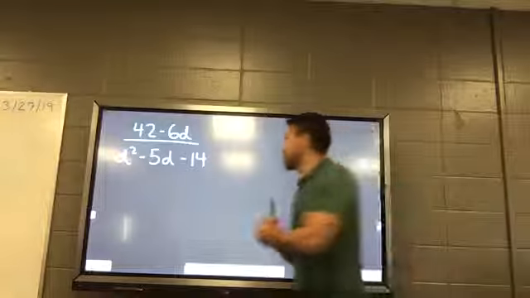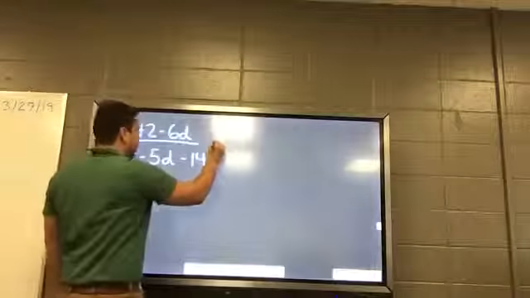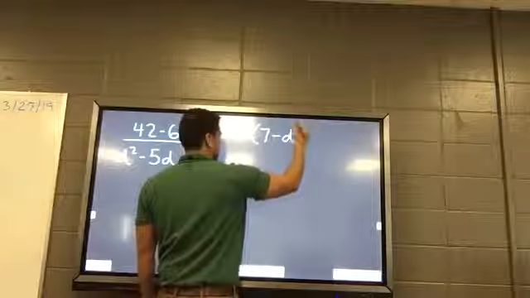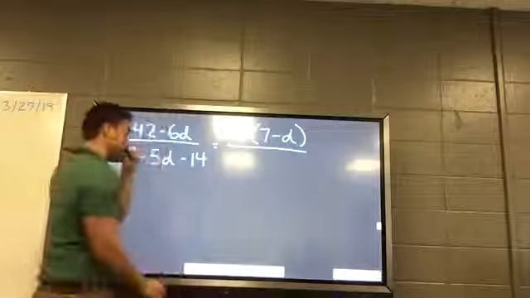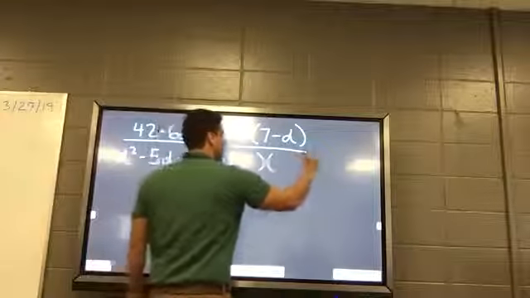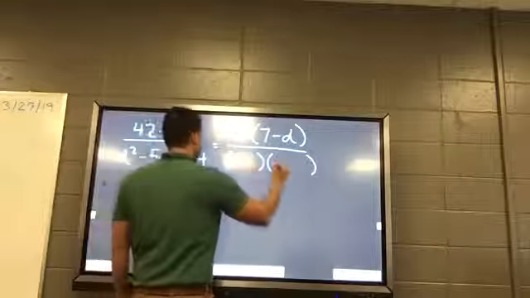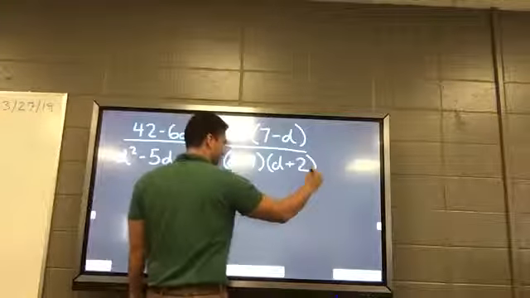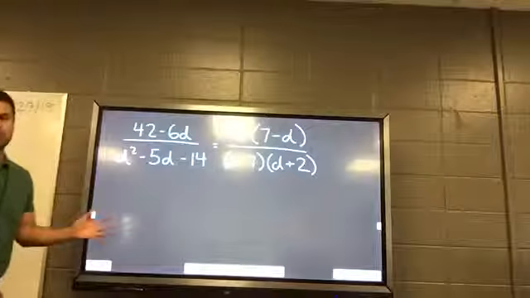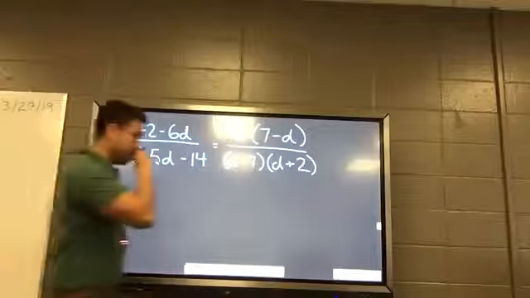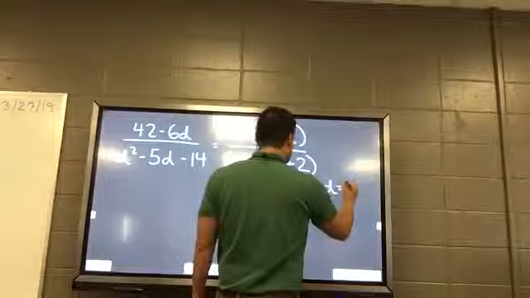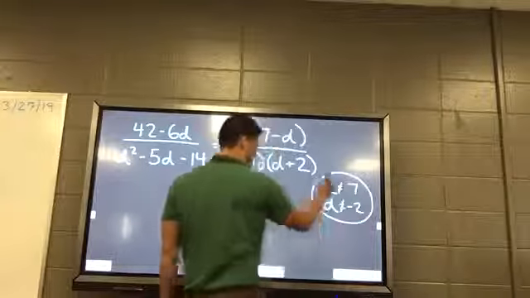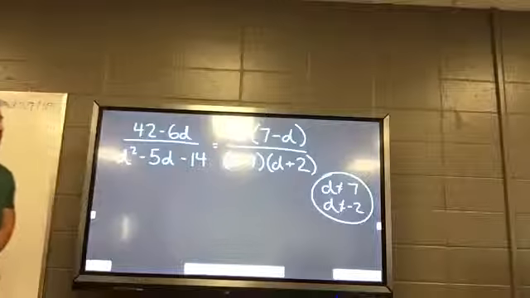Okay, sorry. The numerator can factor out if I take out a 6, giving 7 minus d. The denominator can also factor out, and that would give me d, and then what two numbers? Negative 7 and positive 2. What are the excluded values? That's what you want to find first. 7 and negative 2. So d cannot equal 7, and d cannot equal negative 2. Good, excluded values are pretty clear.